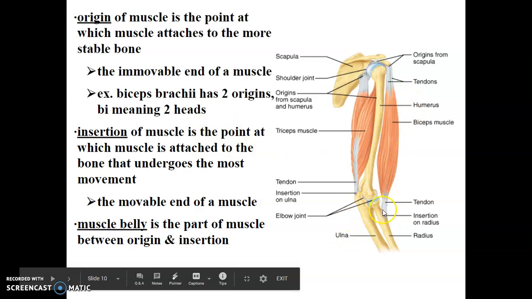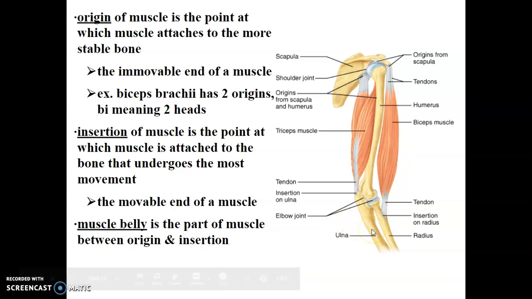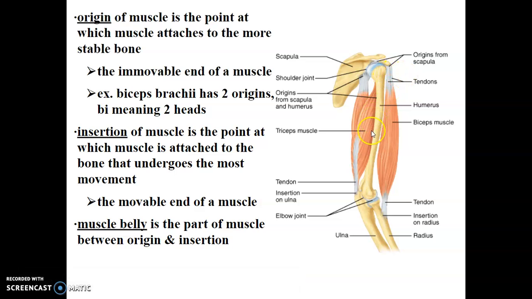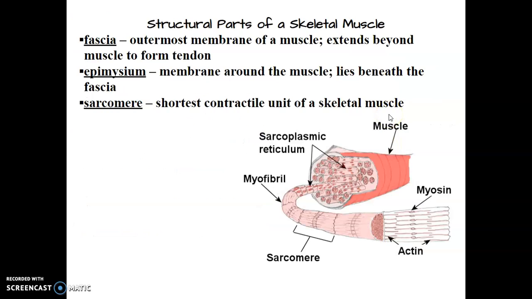This is the insertion down here. It's the point where it attaches to the bone that undergoes the most movement. So the insertion is the place where it's going to move the most. The origin is the stationary end. And this red part in the middle here is the muscle belly. Okay, it's the muscle belly. It's what we think of when we see a muscle belly.